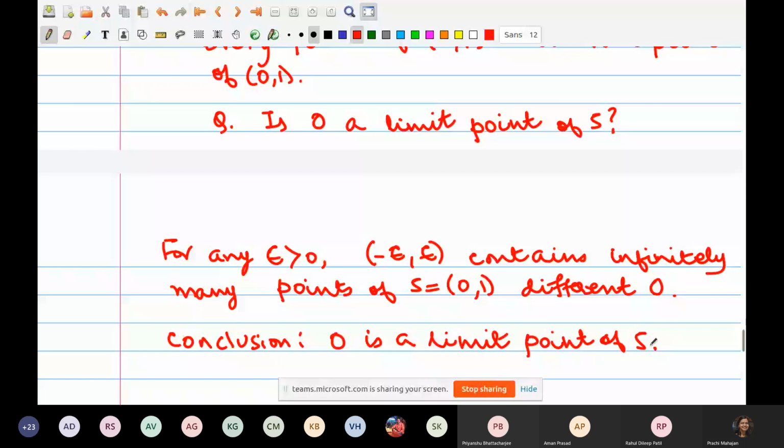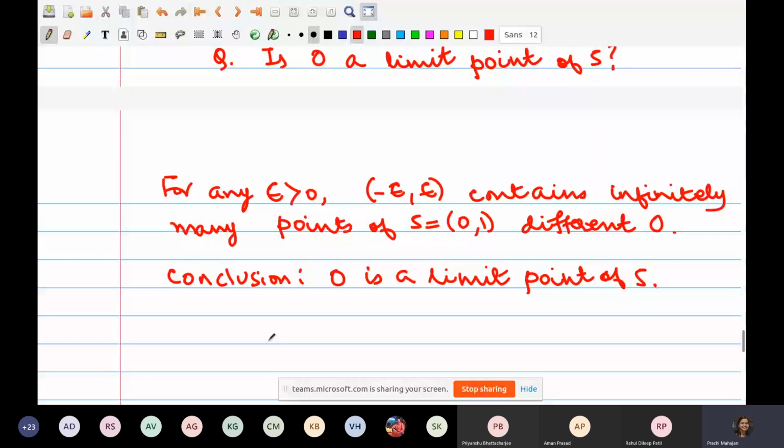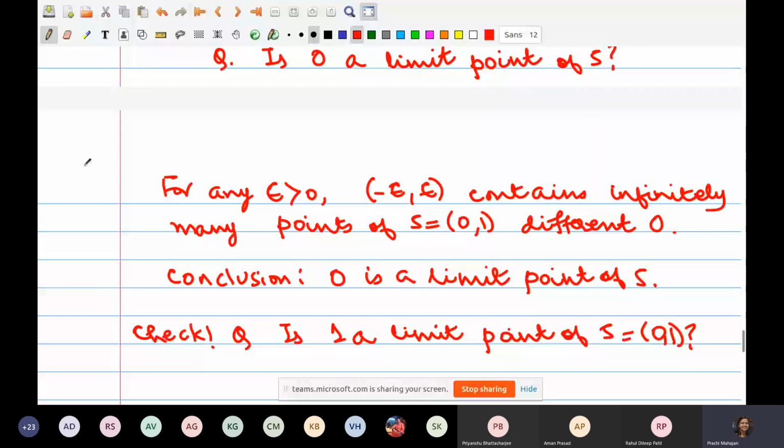Everybody with me? Another question. This is something I leave for you to check. Is 1 a limit point of the set S with the Euclidean metric? Something for you to check at home. I have been rather shabby here. Is the point 1? Please try this.